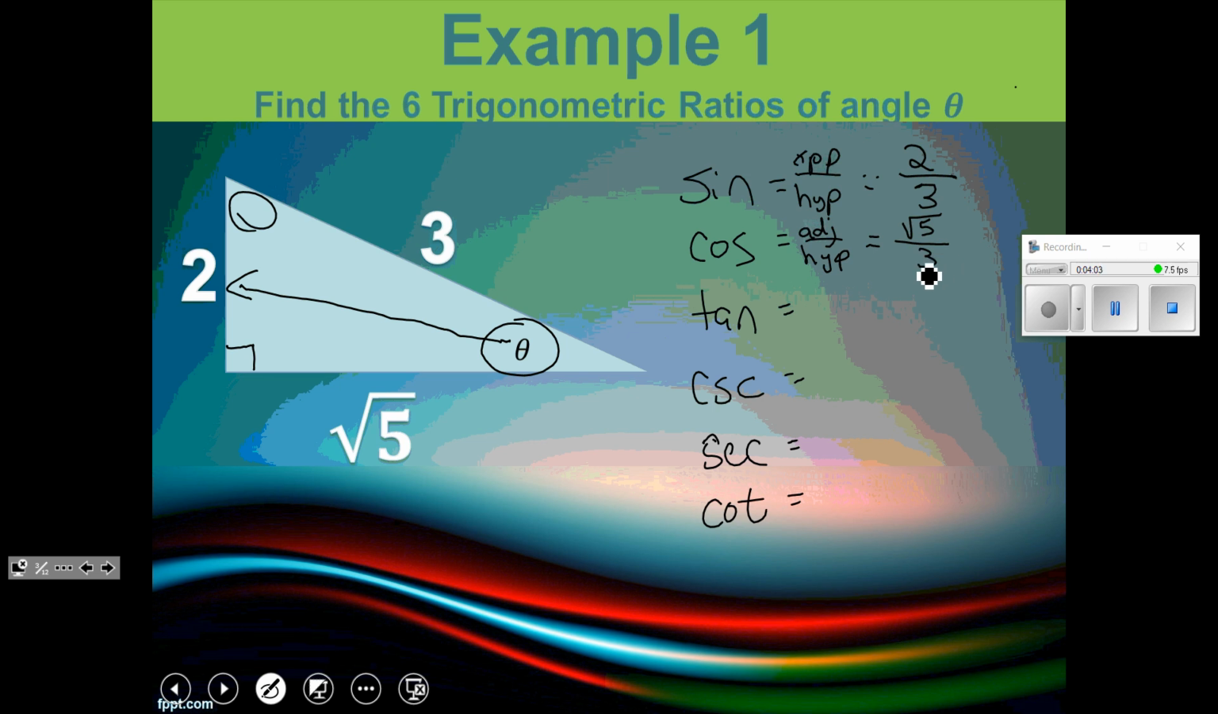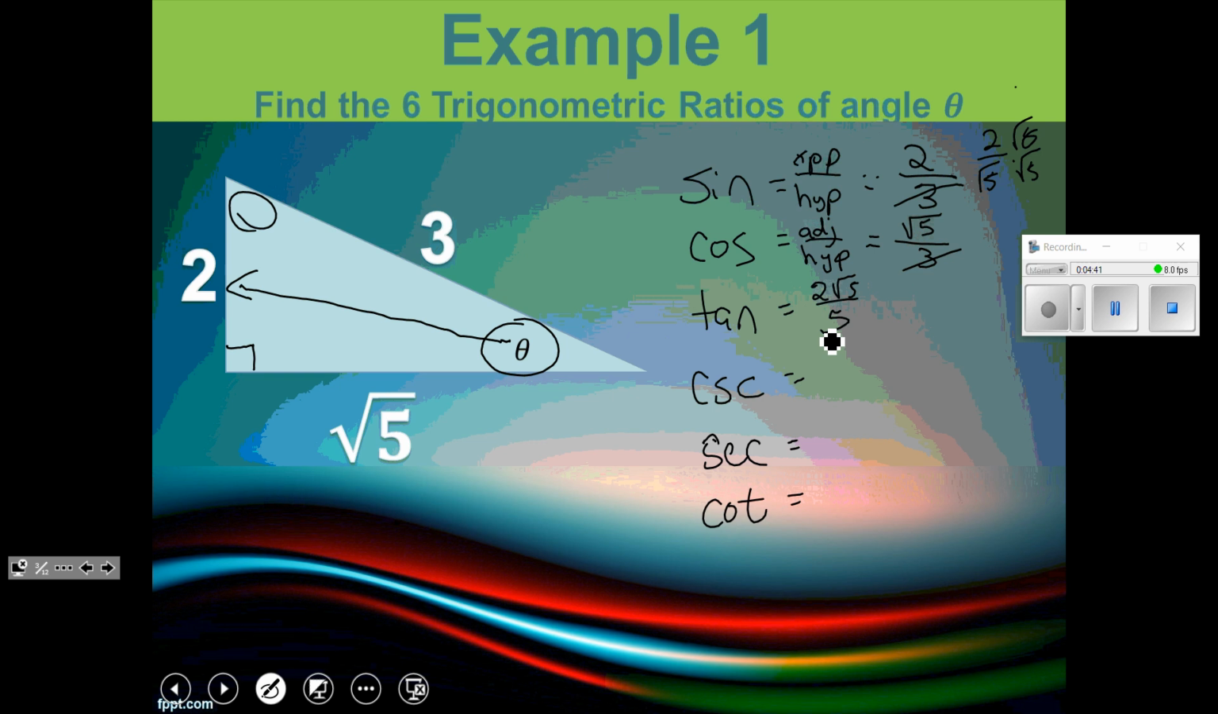And we know the tangent. There are 2 ways to get the tangent. If you already know the sine and the cosine, based on what we tested yesterday, how would I find the tangent? You could do y divided by x, or you could do sine divided by cosine. You can mark those out and get 2 over the square root of 5, and when you rationalize it, you get 2 square root of 5 over 5.